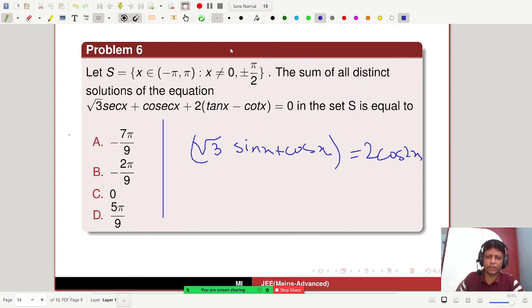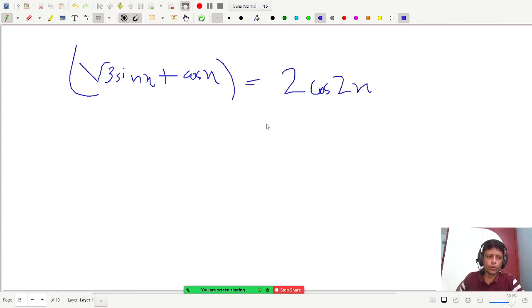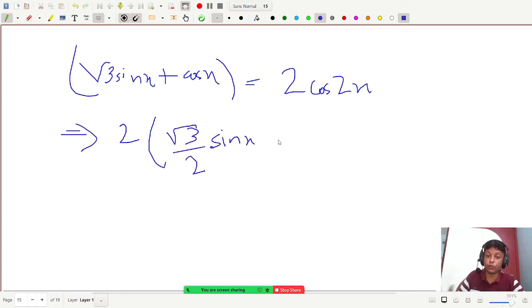And on the left hand side you can write root 3 sine x plus cos x equal to 2 cos 2x. Now if you take 2 out, root 3 by 2, apply the trick: if you have a root 3, you try to put this in an angle. So you have root 3 by 2 sine x plus half cos x equal to cos 2x.